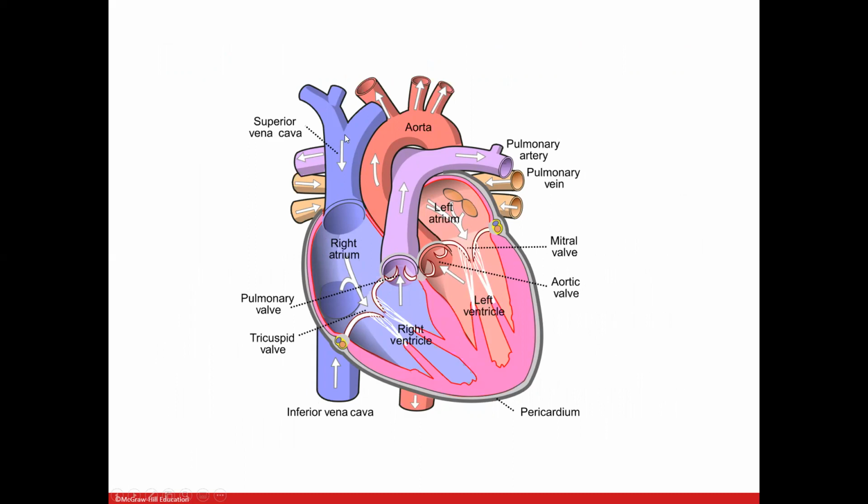So the blood comes from the superior or inferior vena cava to the right atrium. This valve opens, goes into the right ventricle, and then goes out through the pulmonary artery into the lungs. And over here, it comes in from the pulmonary vein into the left atrium, the mitral or the bicuspid valve opens and it goes into the left ventricle, and then it goes up to the aorta to the rest of your body. As you can see, those are the coronary arteries that we talked about before.